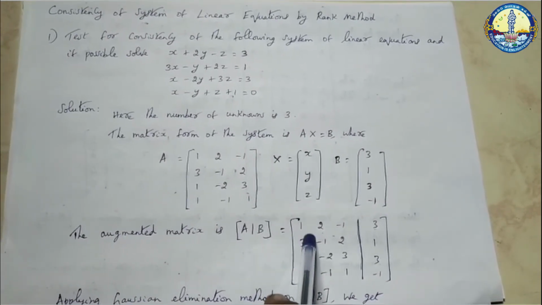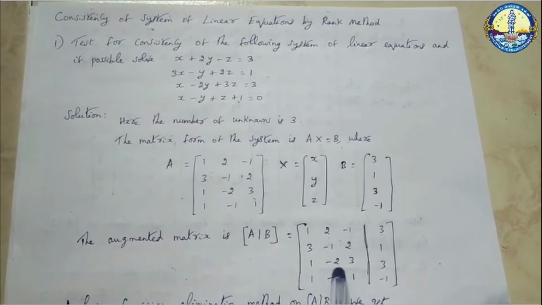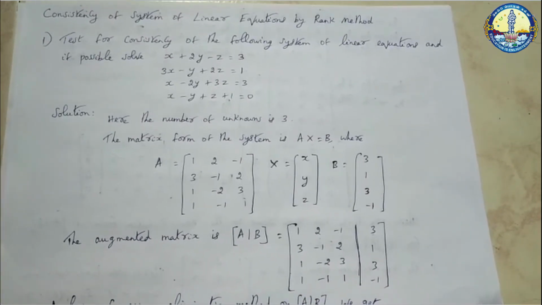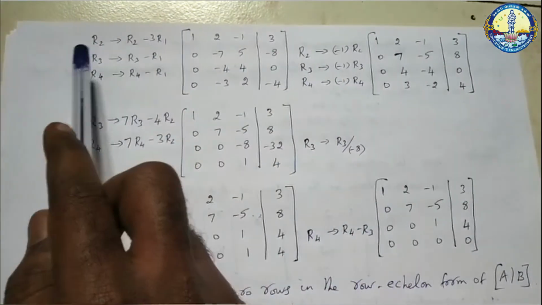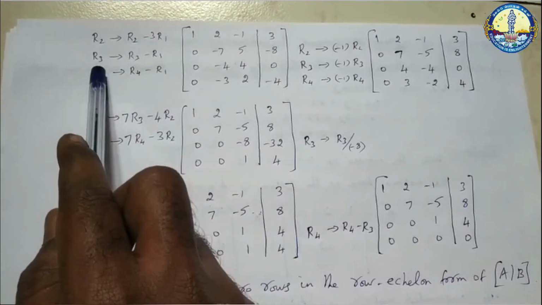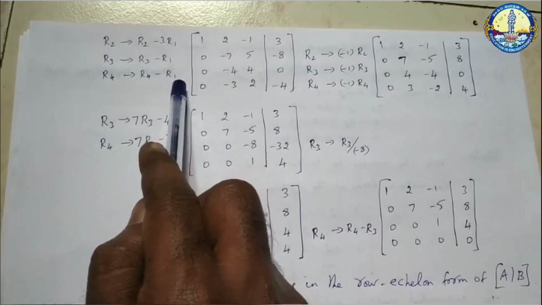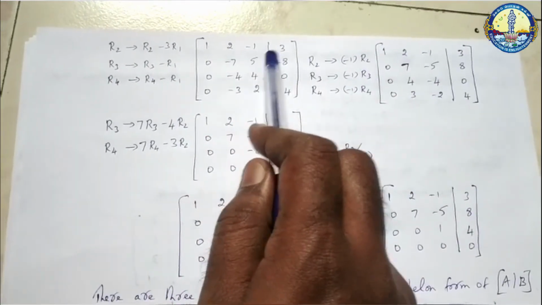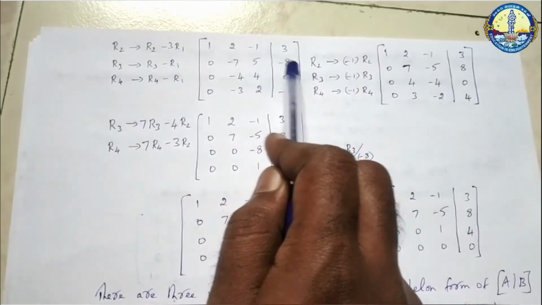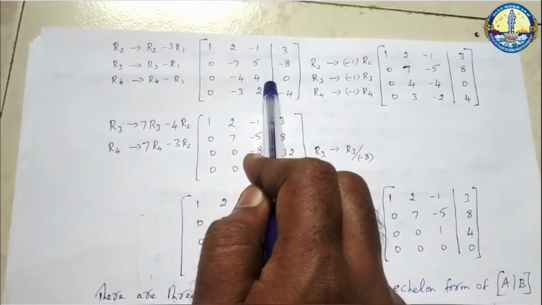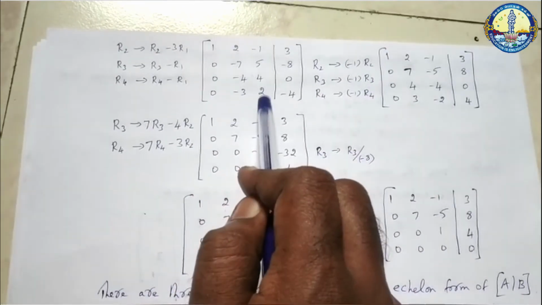After this the entries become 0. Using these operations, R2 equals R2 minus 3R1, R3 equals R3 minus R1, R4 equals R4 minus R1, we get the matrix. This is the first row: 1, 2, minus 1, 3; 0, minus 7, 5, minus 8; 0, minus 4, 4, 0; 0, minus 3, 2, minus 4.